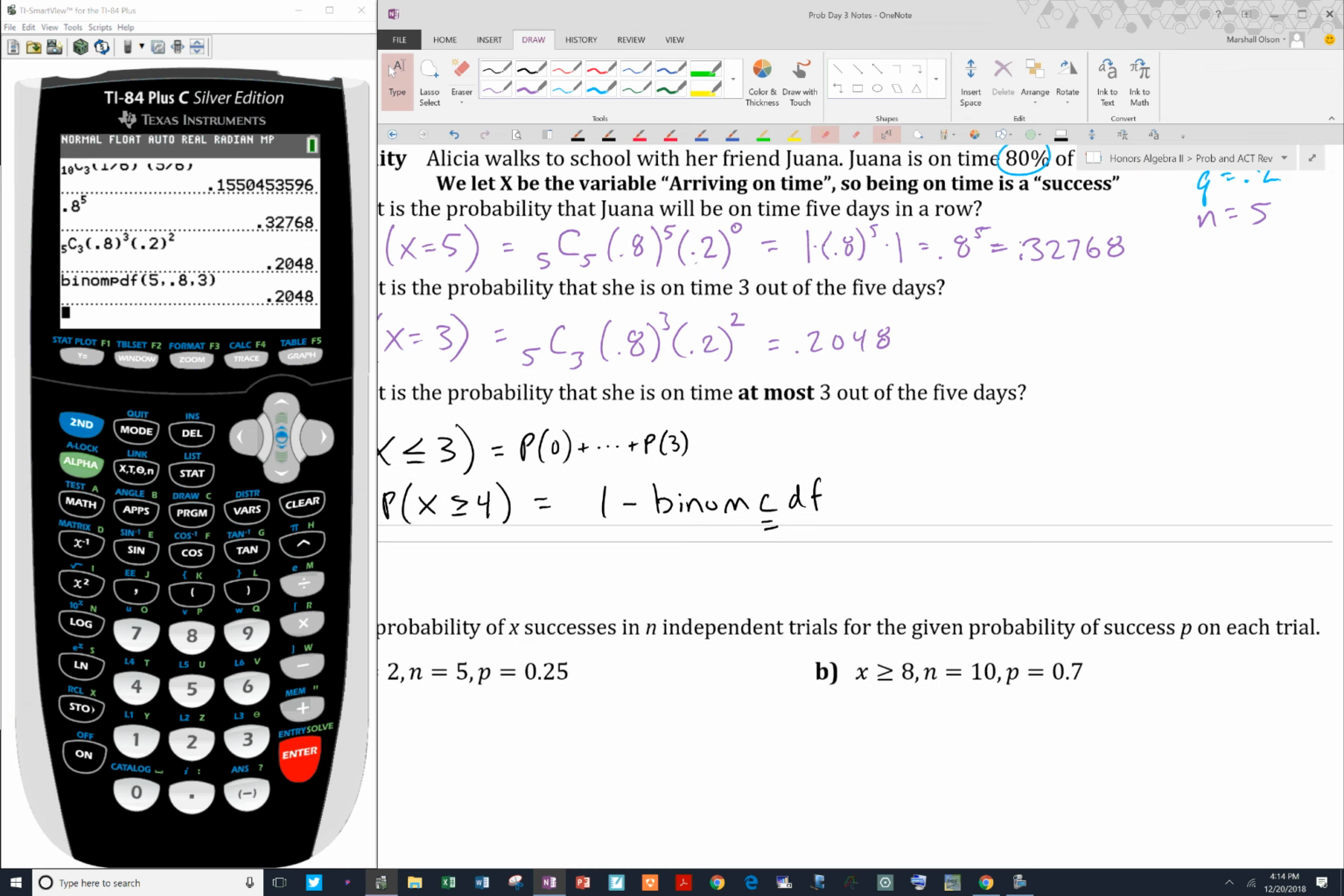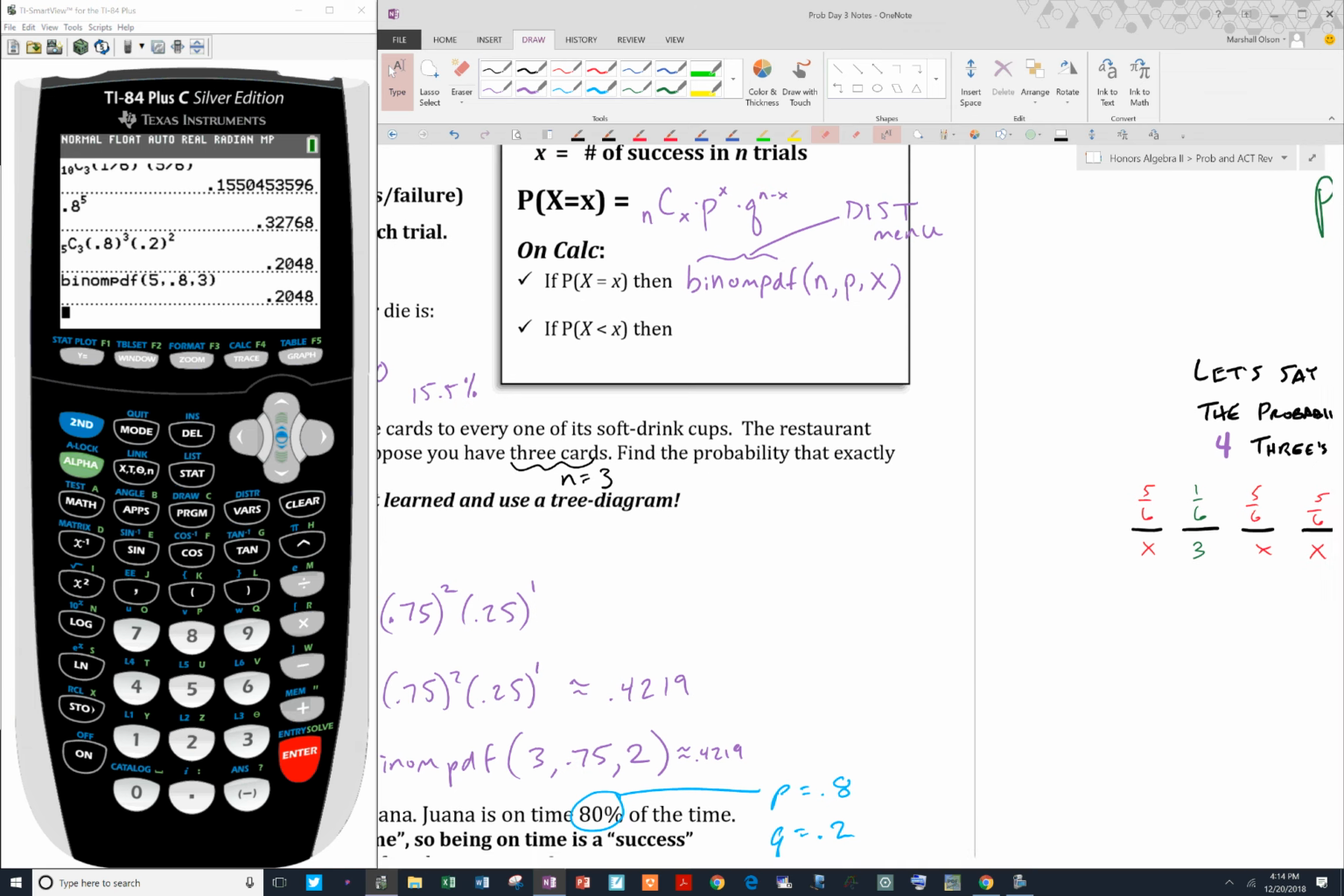Before I finish this problem, let's come up here and look at this CDF. If you're looking for the probability that you are less than something, and actually this should be less than or equal to that value, make sure you change that, then you want to use binomial CDF. You put the same information in, but what it does is find the cumulative probability, the C stands for cumulative, which means it adds up all the probabilities from 0 all the way up to whatever value you put in for X.